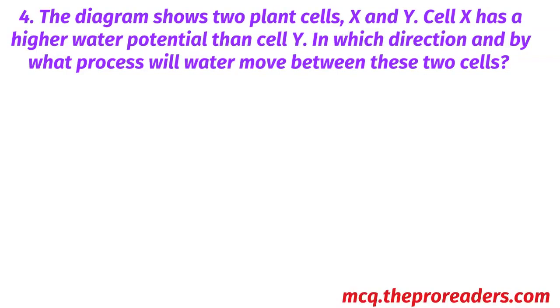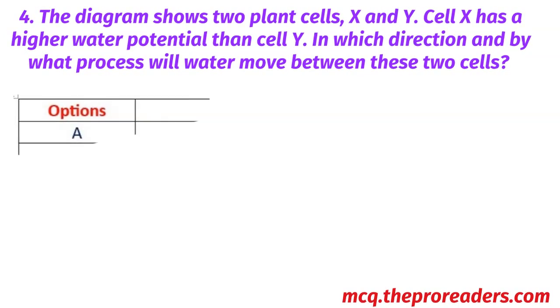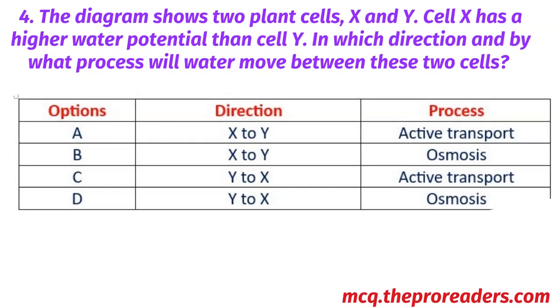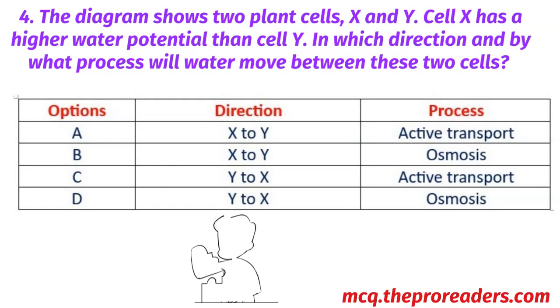The diagram shows two plant cells X and Y. Cell X has a higher water potential than cell Y. In which direction and by what process will water move between these two cells? Direction, process. X to Y, active transport. X to Y, osmosis. Y to X, active transport. Y to X, osmosis. Option B, X to Y, osmosis is the correct answer.